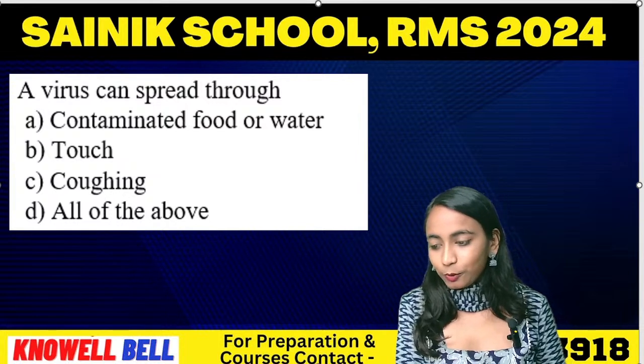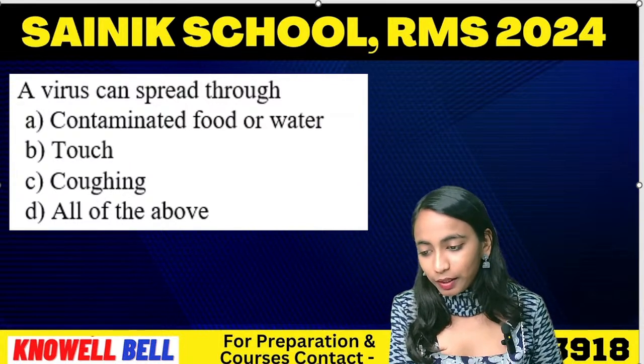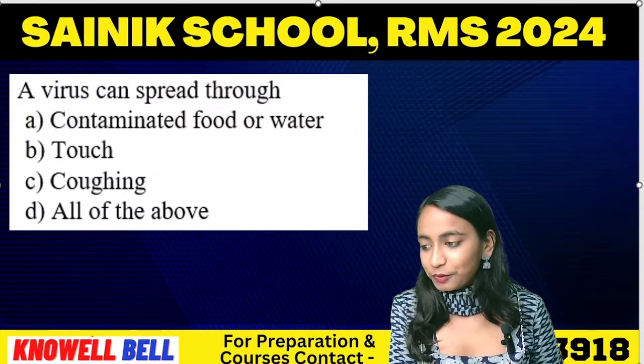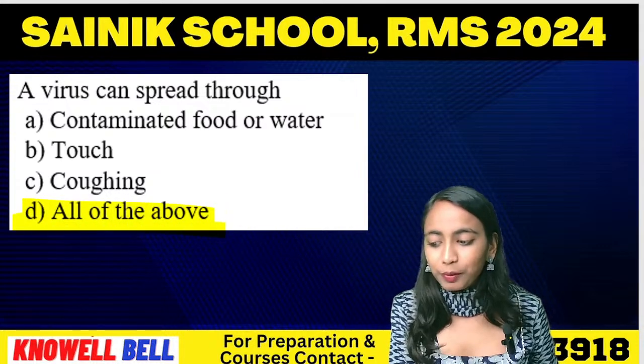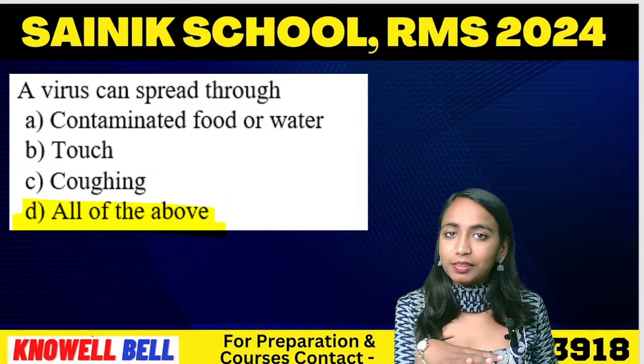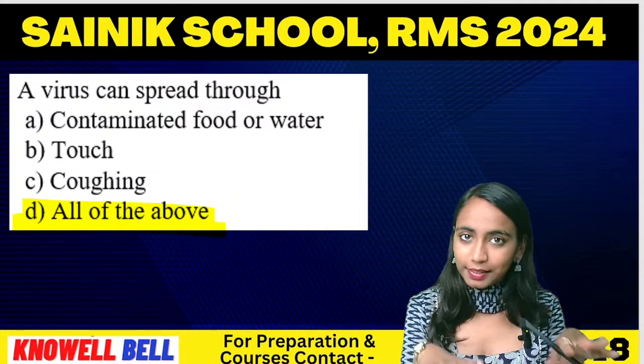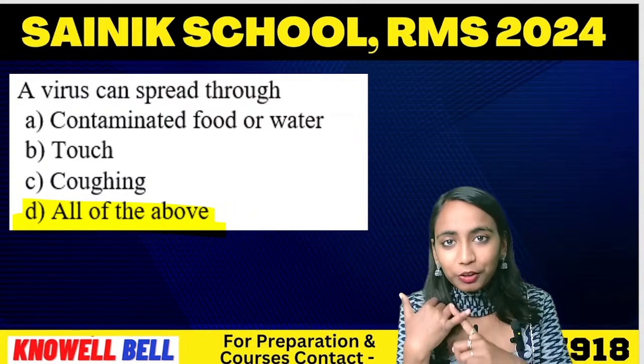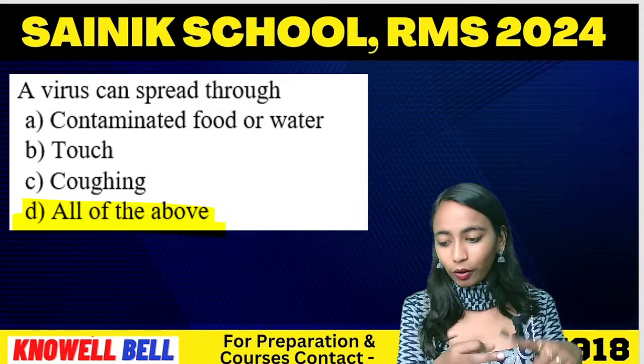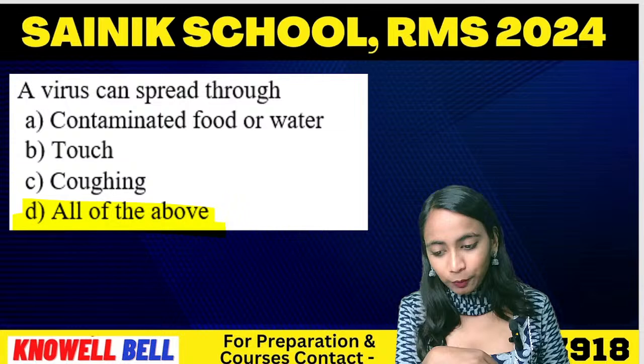Okay, so let us have a look. How do viruses spread? Everyone answered correctly here. So this is very simple. Any microbial disease or any communicable disease spreads through mainly these points only: contaminated food or water, touch, or coughing. Okay, so this you have to keep in mind.